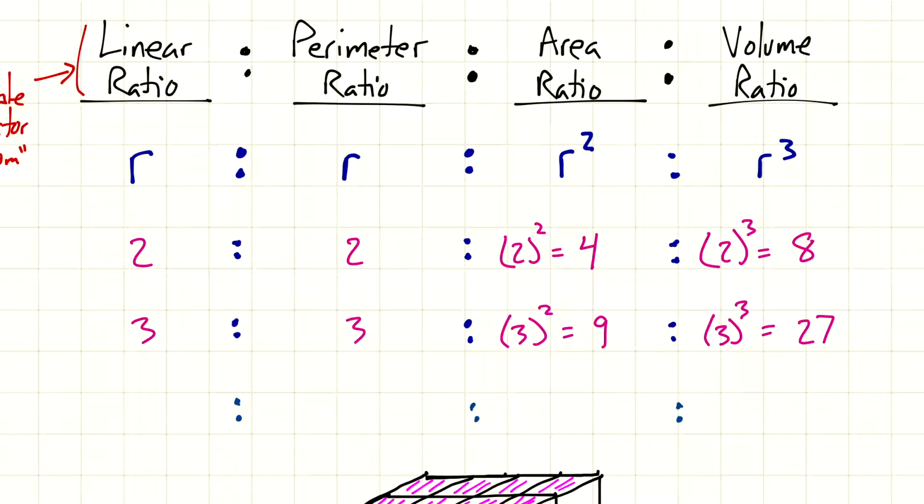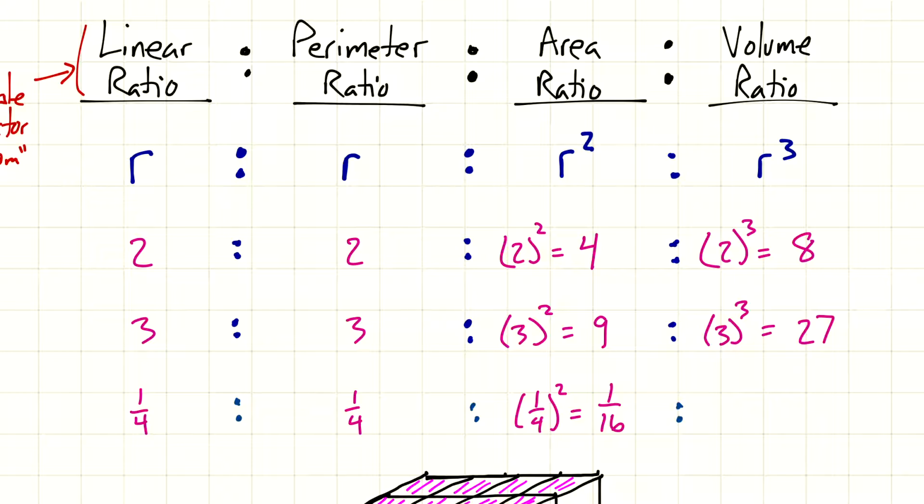So I'm going to do a fraction this time. What if I do, instead of a whole number, 1/4? If the linear ratio is 1/4, that means the perimeter ratio is going to be the same. For the area ratio, we're going to take 1/4 and square it, which is going to give us 1 over 16. And let's see if you could tell me the volume ratio for a shape with a linear ratio of 1/4.